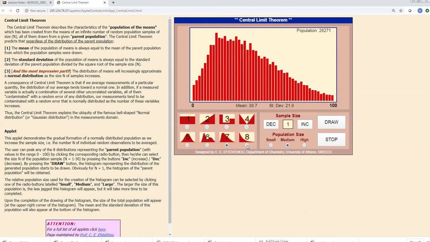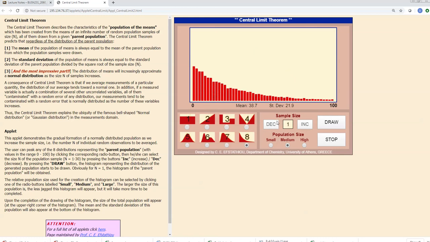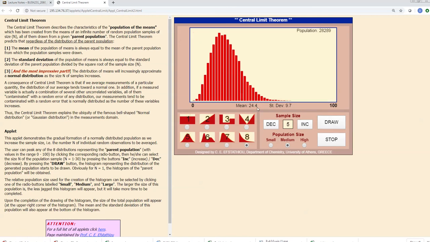Well, let's make things more extreme. A very right skewed distribution. Decrease, draw. Okay, and there it is, very much right skewed. 24.4 and the standard deviation 21.6. Let me go up to 5. What happened to the mean? Didn't go anywhere, still 24.4. 21.5 was the standard deviation, now it's 9.7.